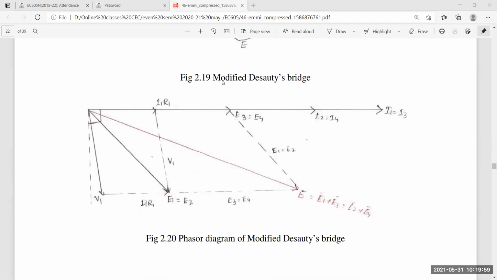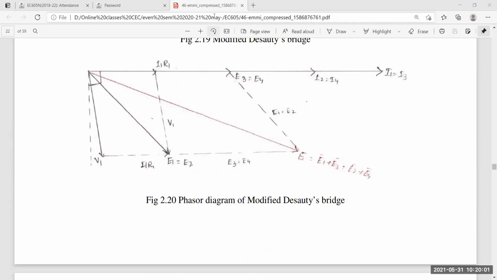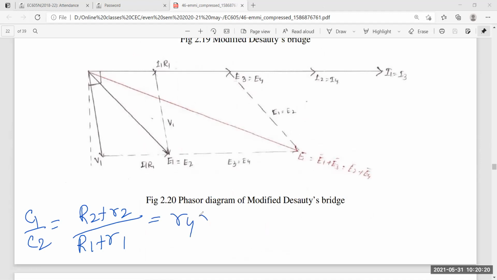I hope this picture is visible. So this is the modified de Sauty bridge phasor diagram. Finally we have obtained the formula: C1 by C2 is equal to (R2 plus R2) divided by (R1 plus R1), that is equal to R4 by R3. So this is the required equation, and from it we have tried to draw this phasor diagram.